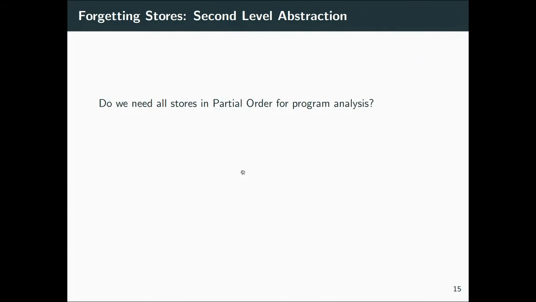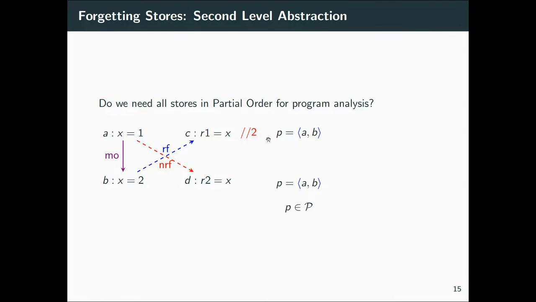We try to abstract the partial order further by asking the question if we need all the stores in the partial order at all times. Let's understand this with an example. In this example, if C reads from B, D cannot read from A. Otherwise, it will be reading a stale value of variable x. We achieve this by knowing that when C reads from B, it observes the modification order in which A occurs before B, and the D has to observe at least this modification order. Hence, D also observes the modification order in which A is ordered before B.